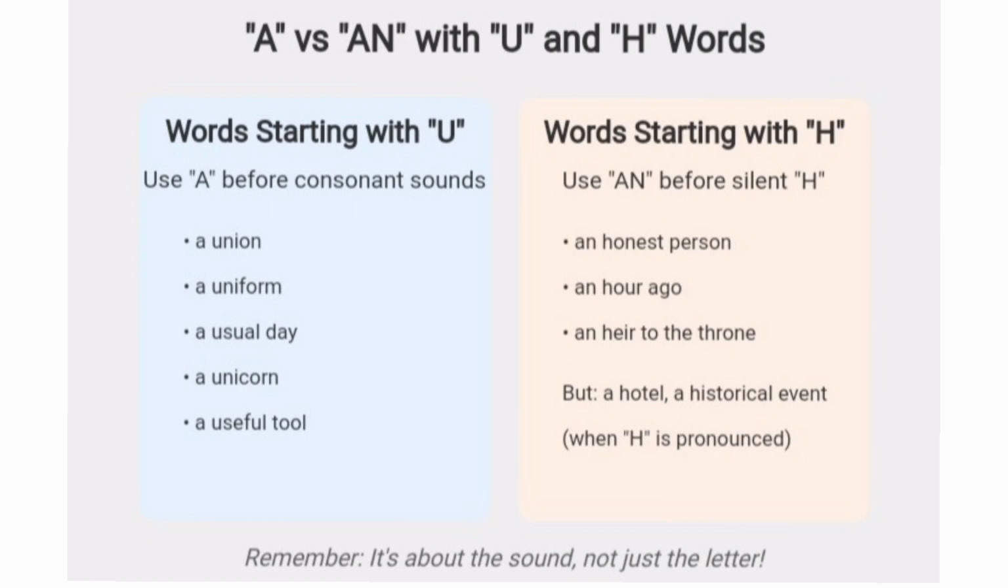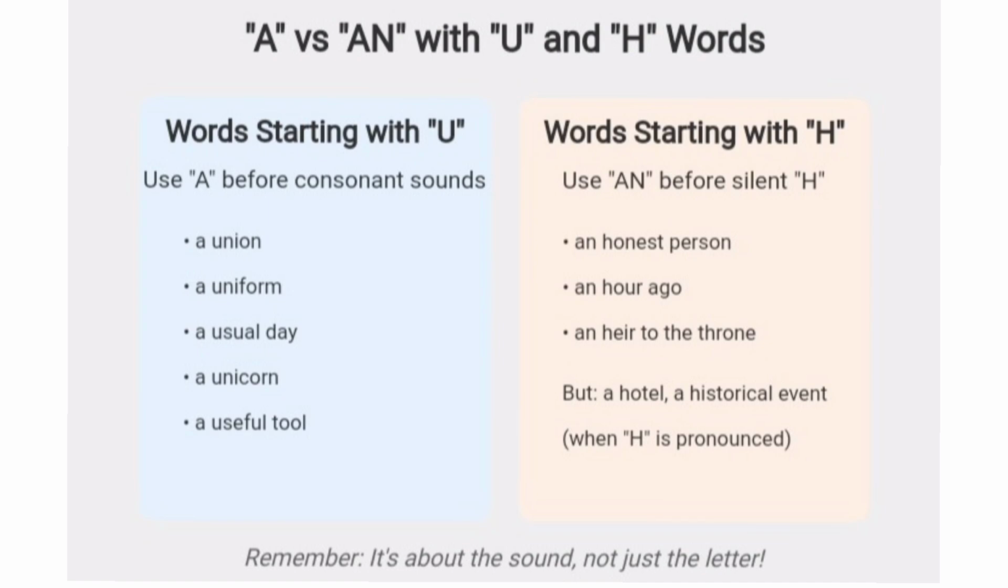Words starting with H, for example, honest, hotel, historical. The letter H is silent in words like honest and historical. Therefore, we consider the next letter to determine which article to use. Since the letter after the silent H has a vowel sound, the second letter is O in honest, so we have to use "an": an honest person, an historical event.